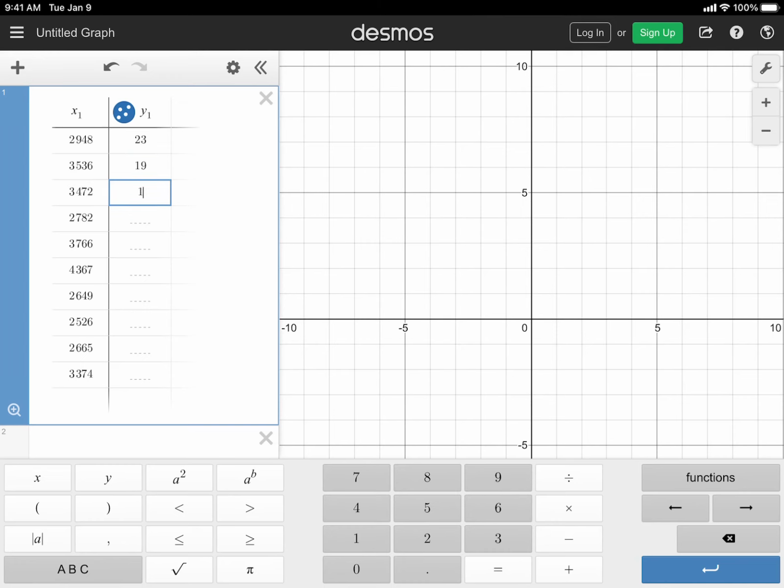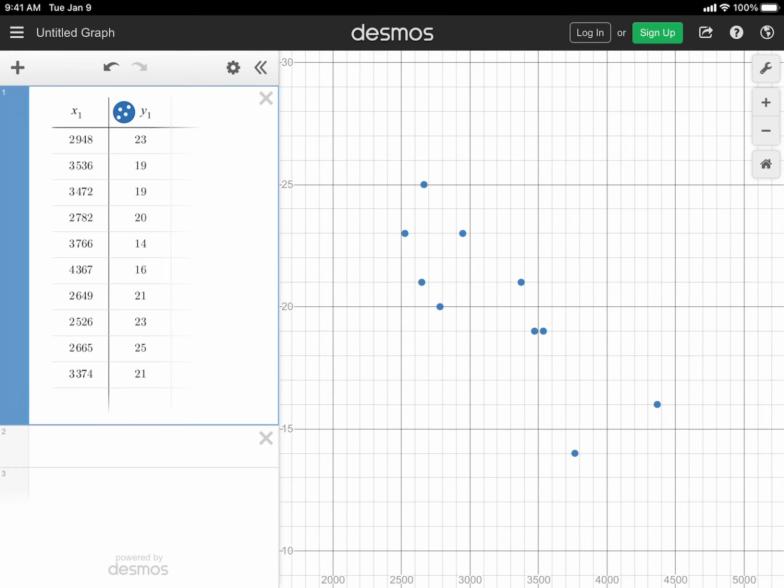Then we're going to enter our Y data: 23, 19, 19, 20, 14, 16, 21, 23, 25, and 21. Now remember, you can hit the plus sign here so we can see our graph on a scatter plot.